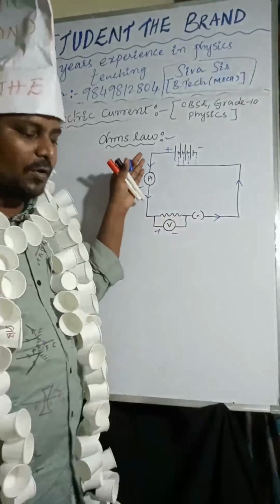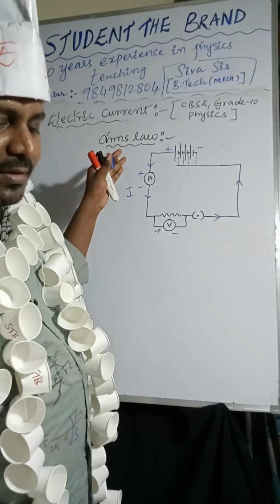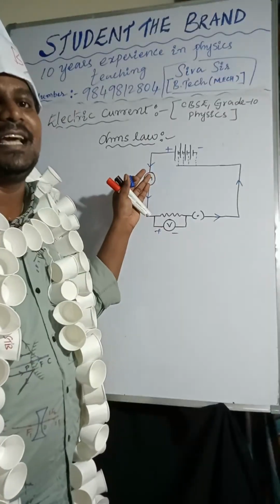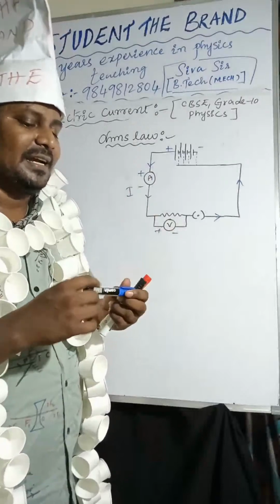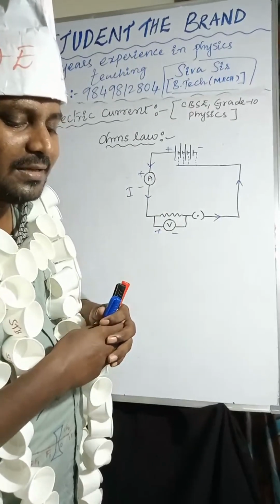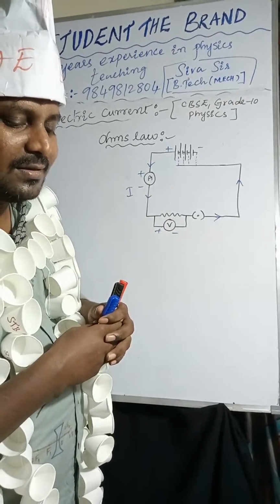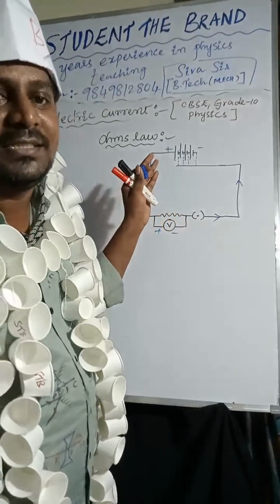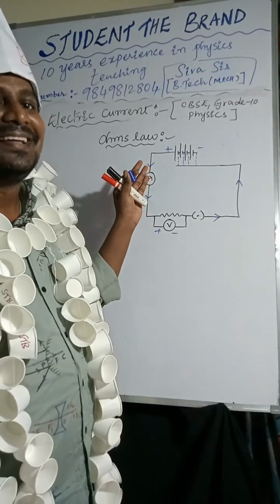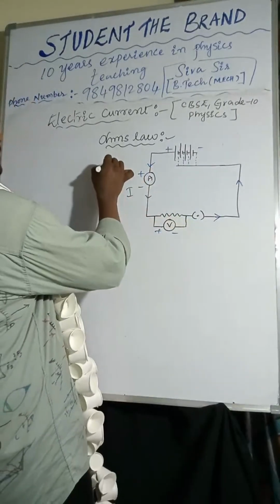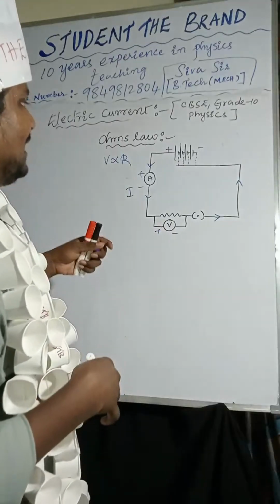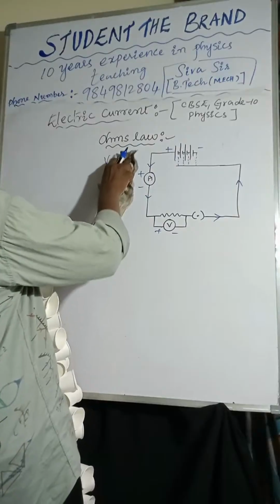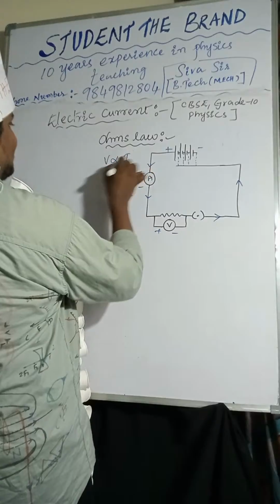So current is passing. The potential difference across a metallic conductor at a given temperature, the potential difference across the ends of the given metallic wire is directly proportional to the current flowing through it. So V is directly proportional to I, V equal to IR.